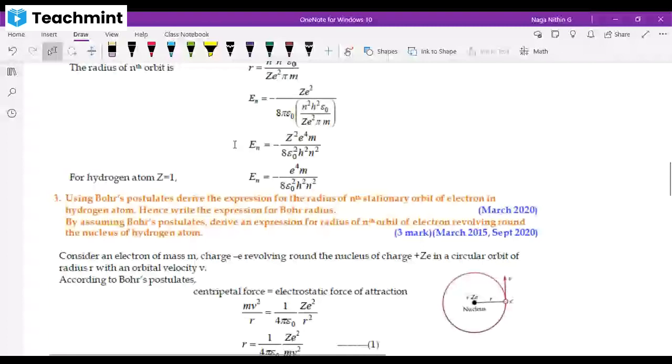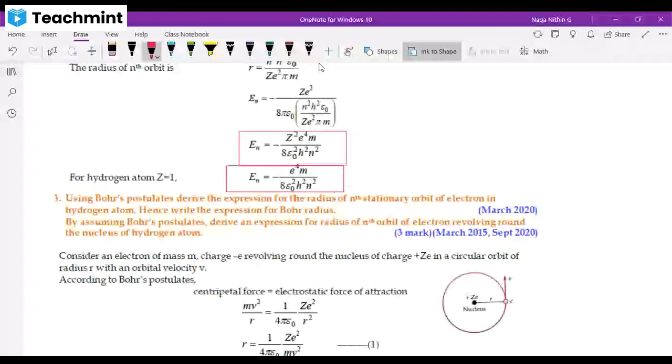So finally, the expression for the energy of the electron by considering the radius: En is equal to minus Z square e power 4 m by 8 epsilon naught square h square n square. If we consider the hydrogen atom, then Z will be equal to 1. So it becomes minus e power 4 m by 8 epsilon naught square h square n square.